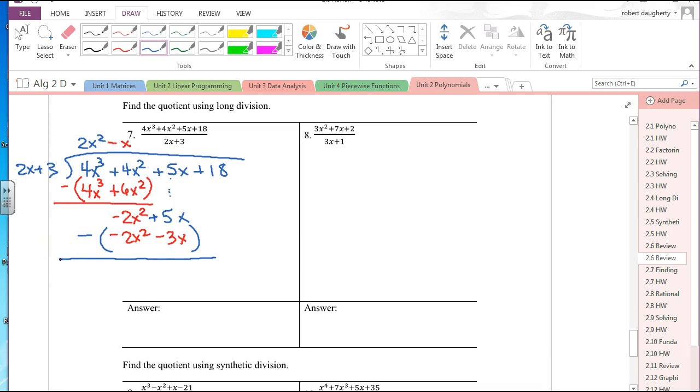So this gives me 8x plus 18. And then what do I multiply 2x by to get an 8x? That is a 4. So then I get 8x plus 12. Subtract all of that. 18 minus 12 is 6. So my final answer is 2x squared minus x plus 4 plus 6 divided by my divisor, which is 2x plus 3.